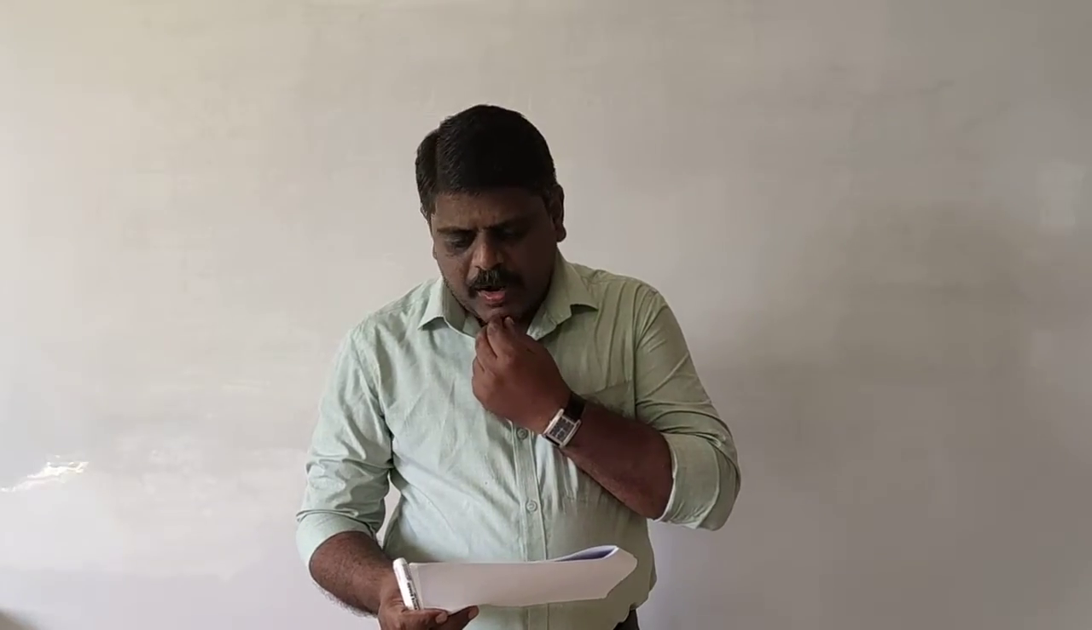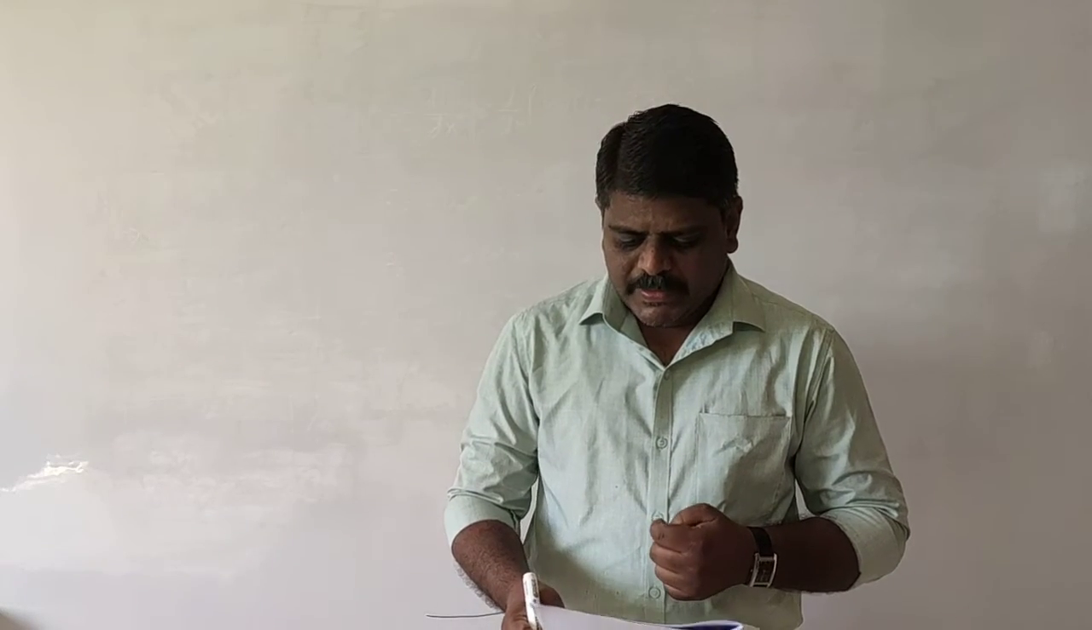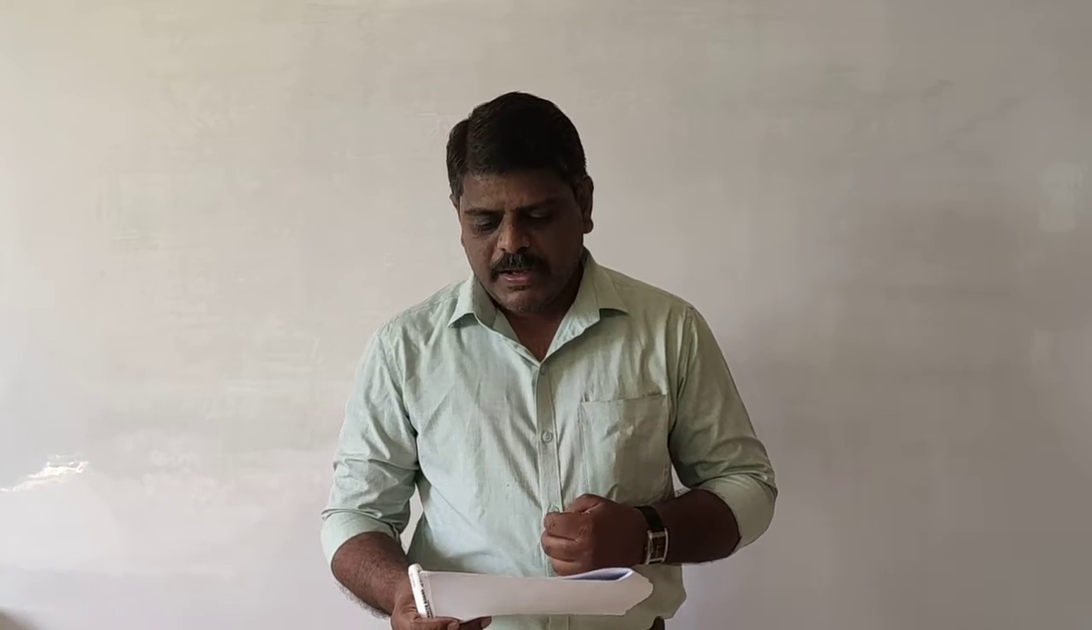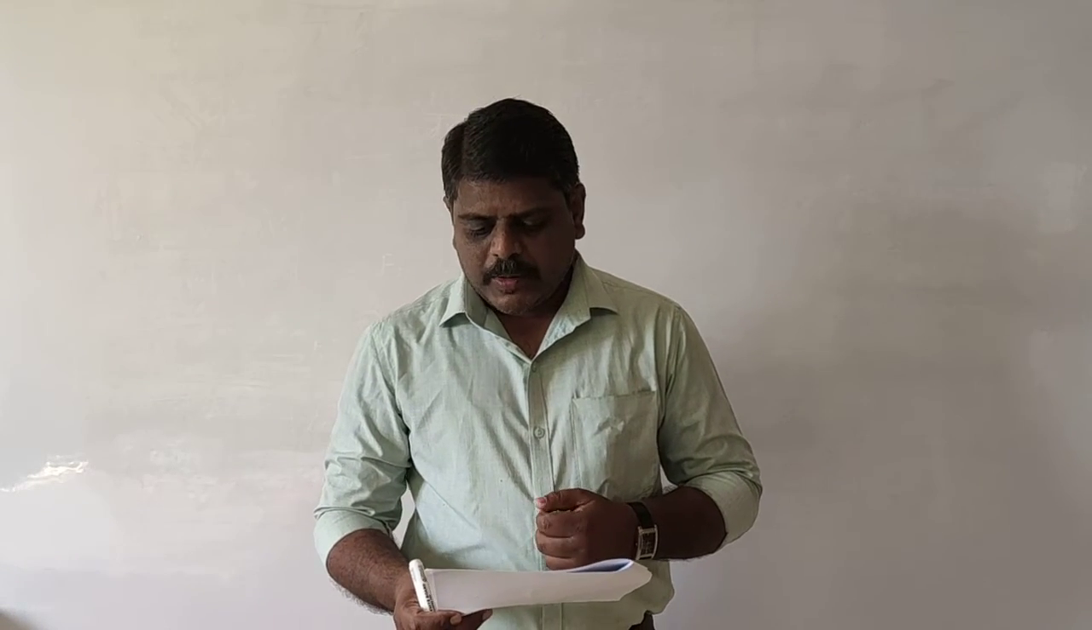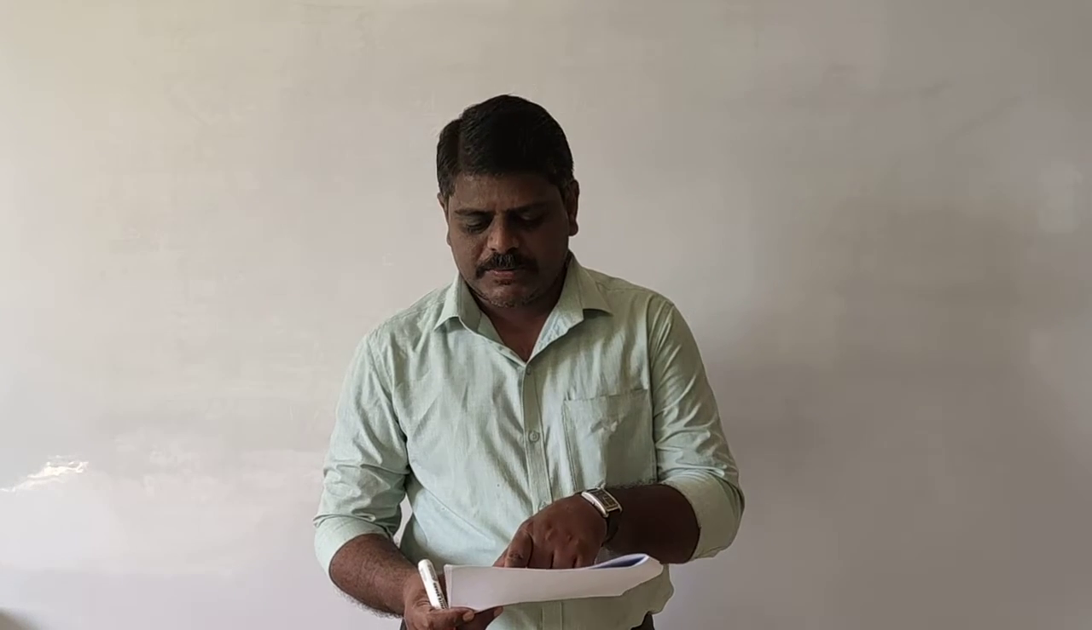Hello, welcome back students. In this problem, an object is given to you with a mass of 0.2 kg, and it is oscillating in simple harmonic motion. At a displacement of x equals 0.04 meters, the object's kinetic energy is 0.5 joules and the potential energy is 0.4 joules, and you have to find the amplitude of the oscillation.